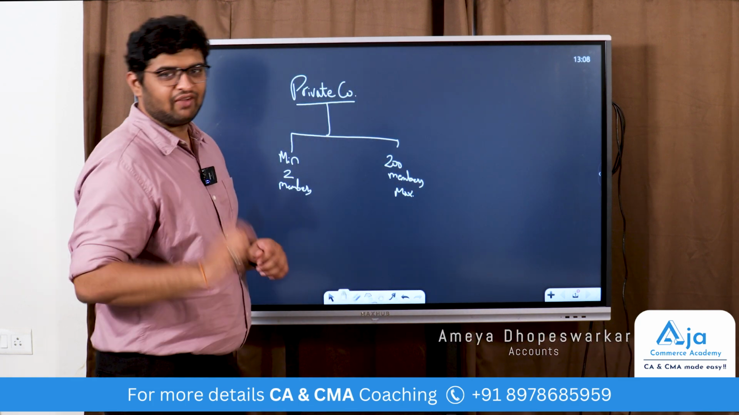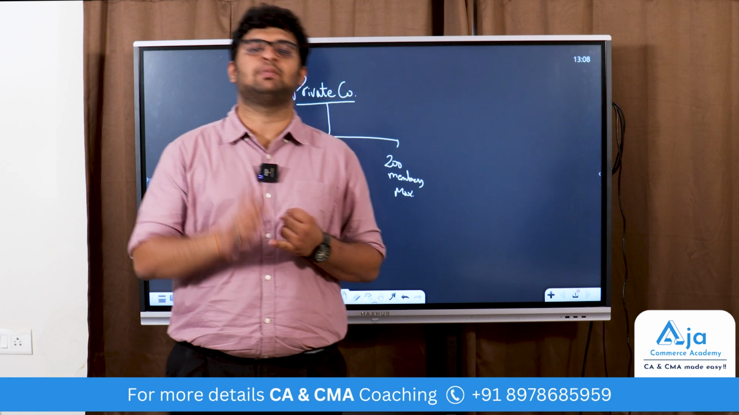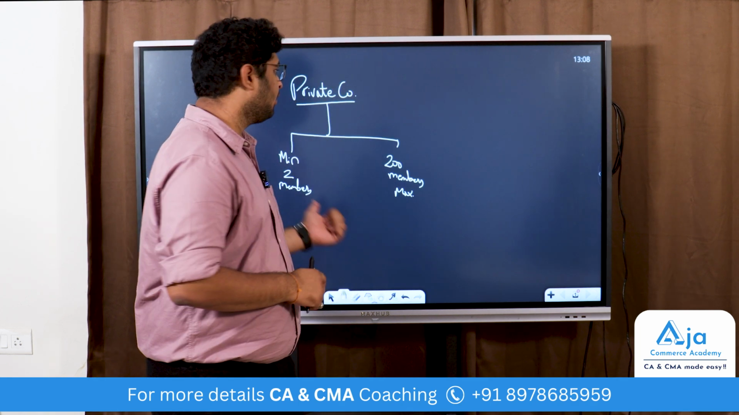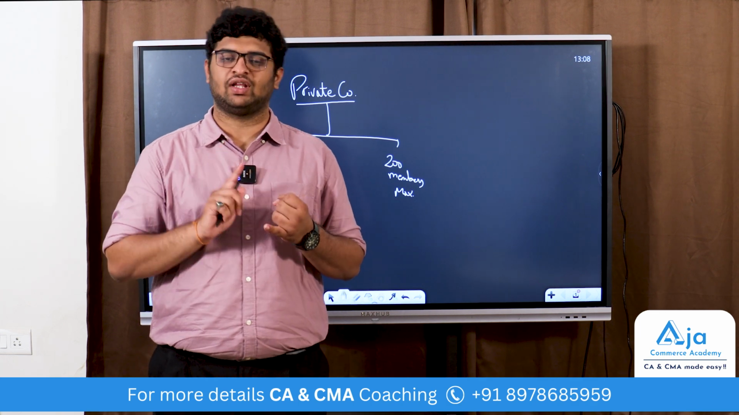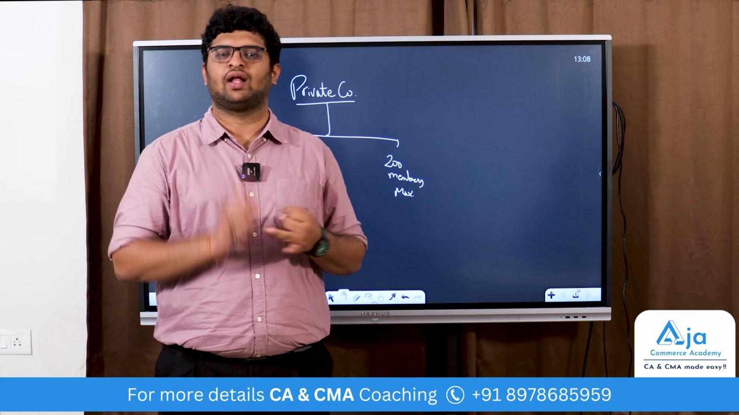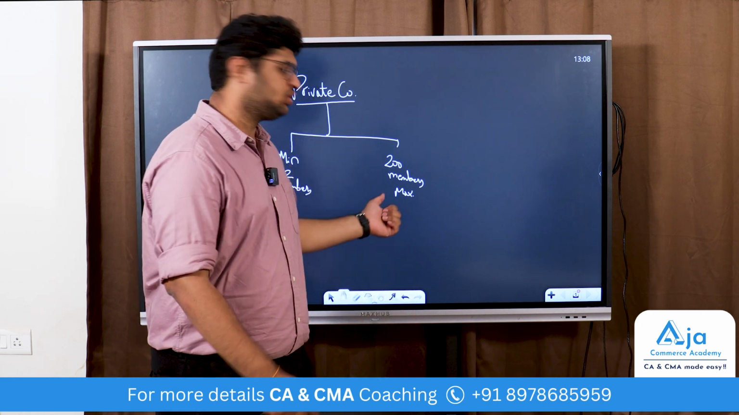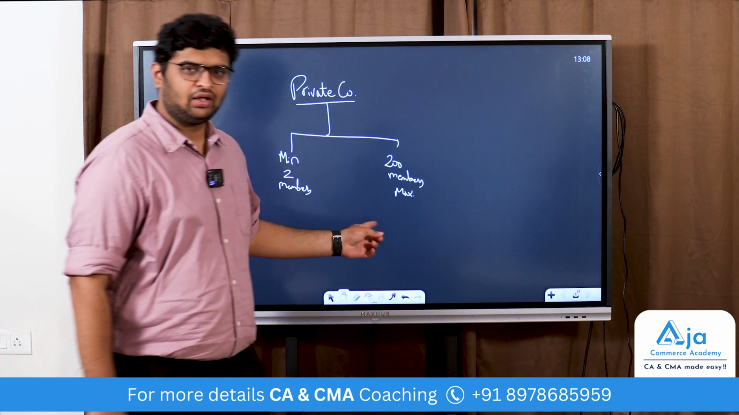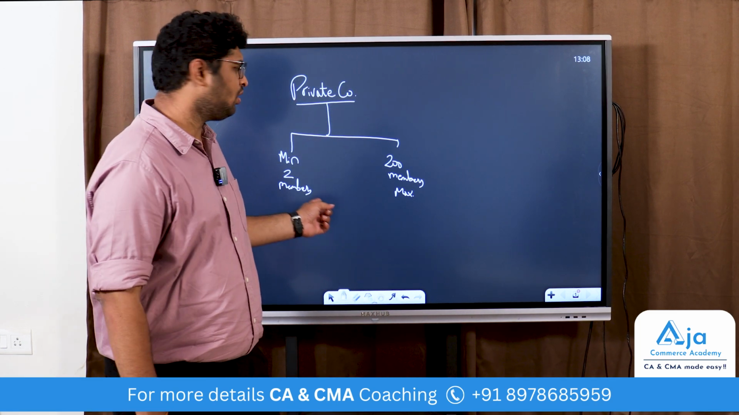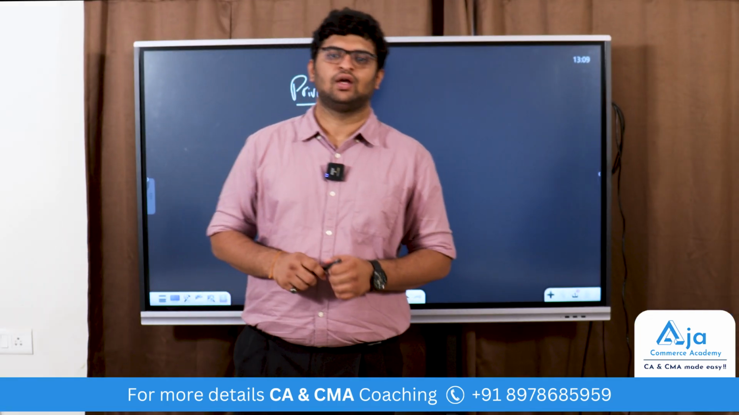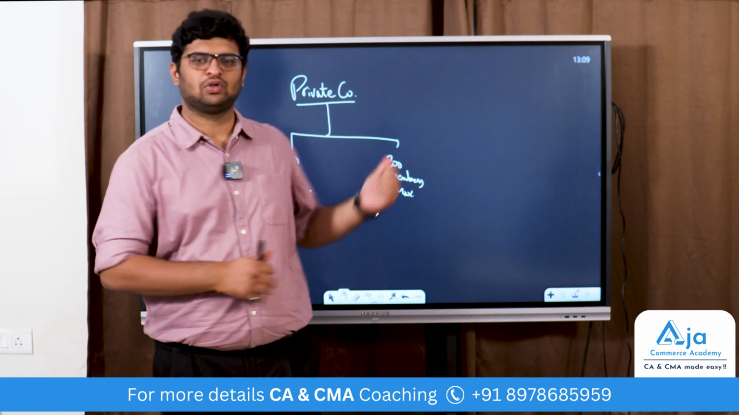So at any given point of time, for a public company, minimum 7 members should be there, and there is no limit on the maximum. And for a private company, at any given point of time, there have to be 2 members in the company, and the maximum is 200 members. There is a penalty if the minimum number falls below the prescribed limit.